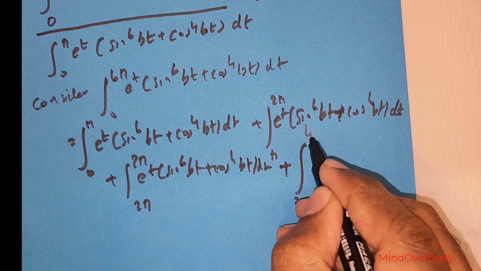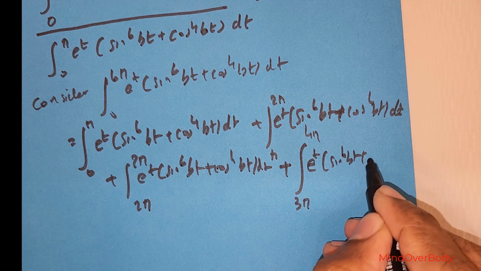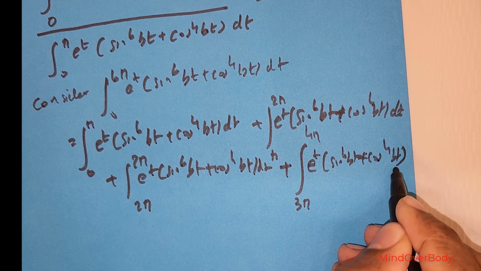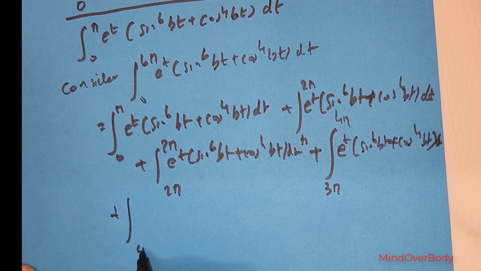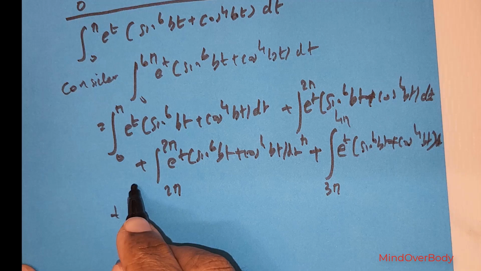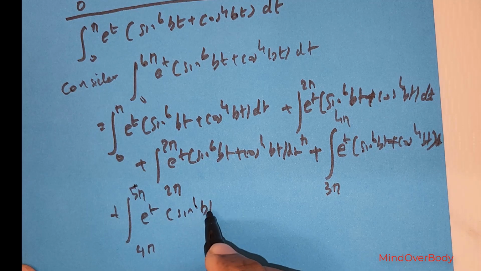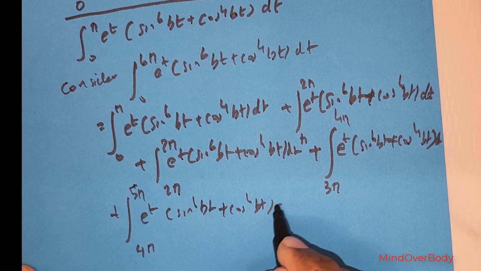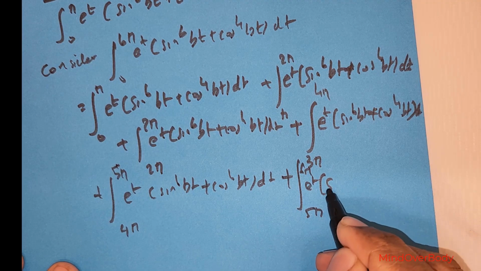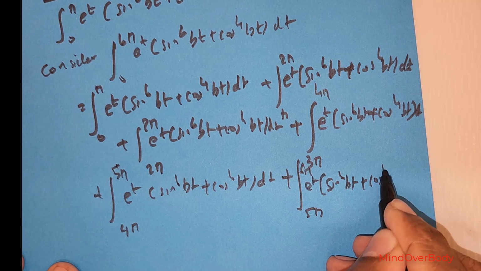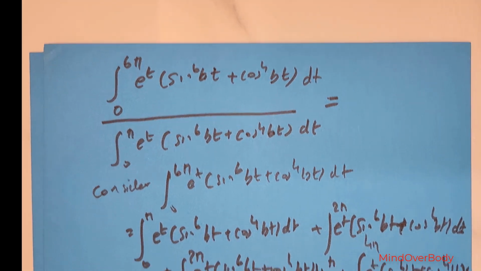Then the integral from 3π to 4π of e^t sin^6(bt) + cos^4(bt) dt, plus the integral from 4π to 5π of the same integrand, plus the integral from 5π to 6π of the same integrand. So this is what we have got.